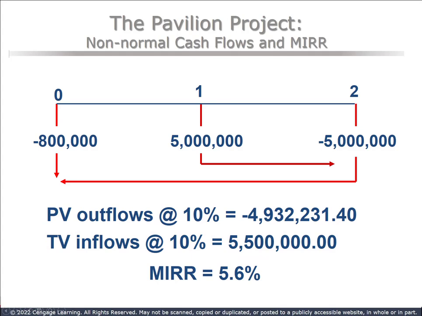Putting that in your calculator, N is 2. Present value is the negative $4,932,000, etc. Payment is 0. Future value is the 5.5 million. Compute I/Y: 5.6%.